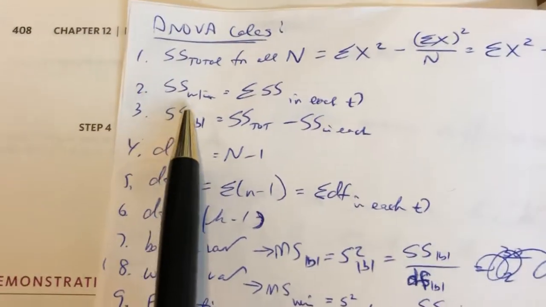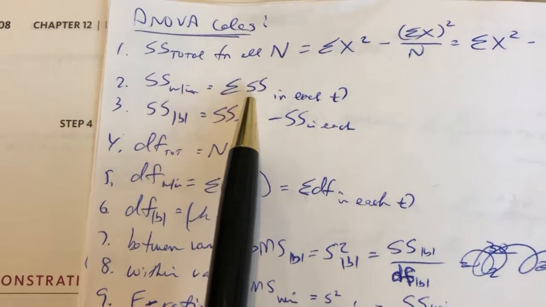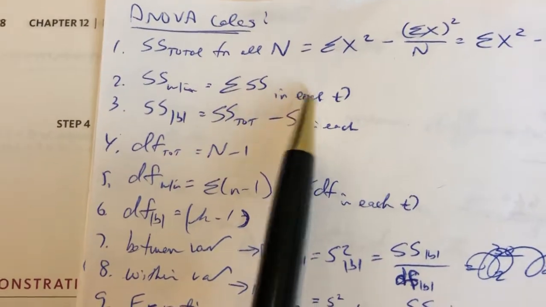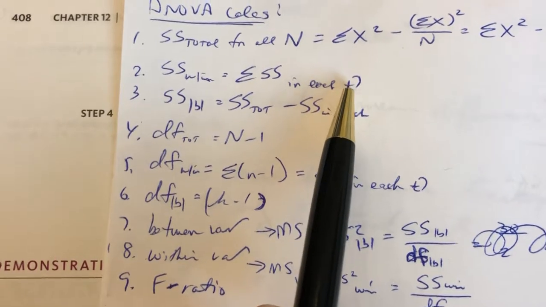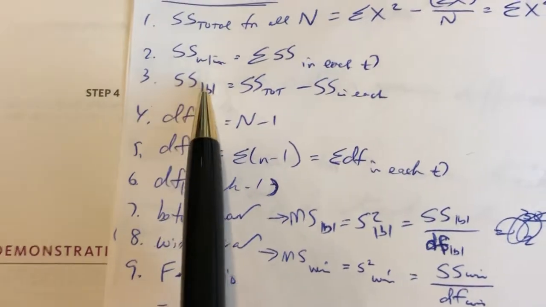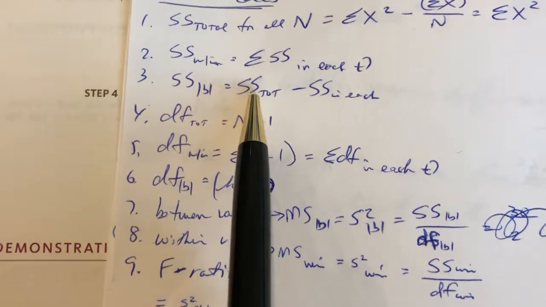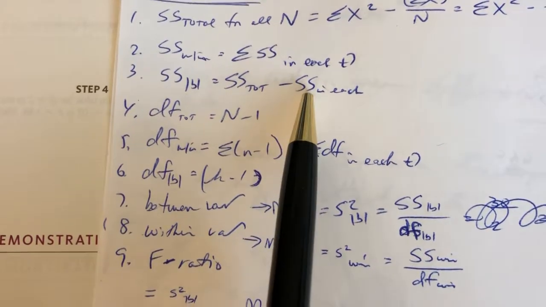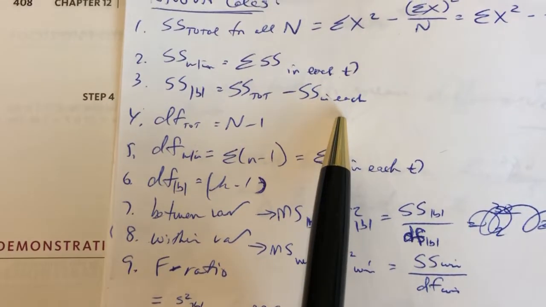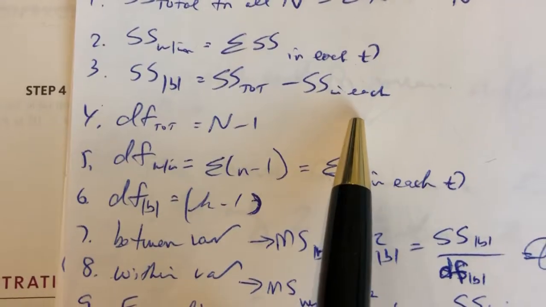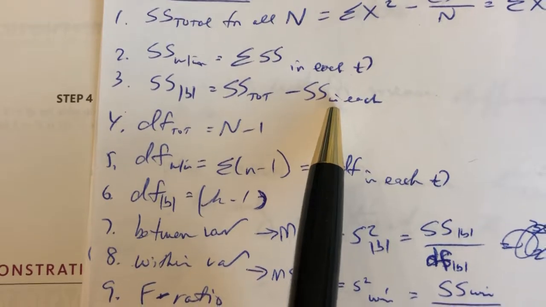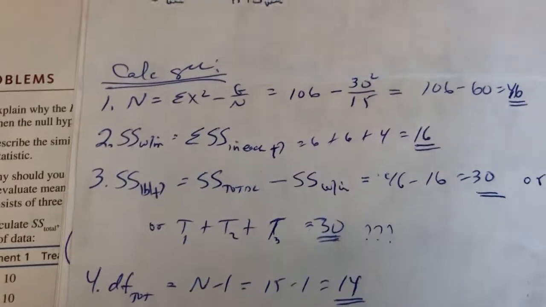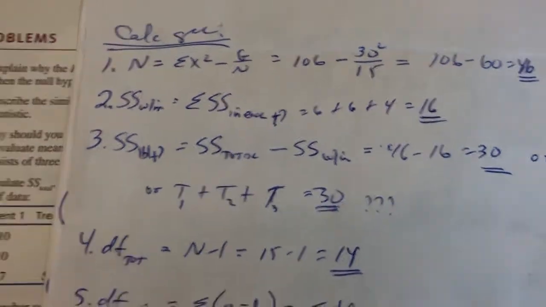Then you need to get the sum of squares within, which is just equal to the sum of squares in each treatment. That is not plus 7 or T7, that's my shorthand for treatment. Sum of squares between equals the sum of squares total minus the sum of squares in each. I bet you that's supposed to be within. Yes, it's supposed to be within.